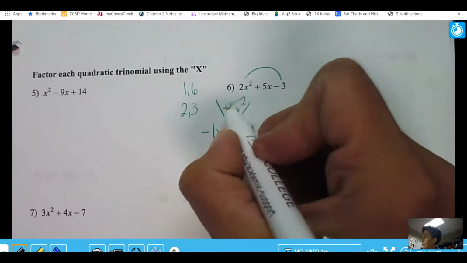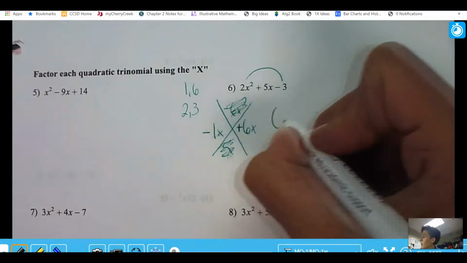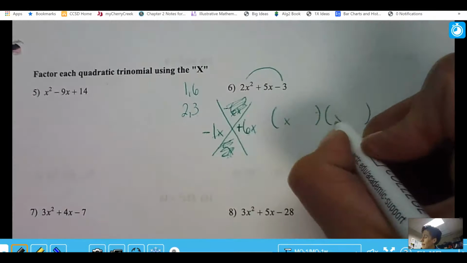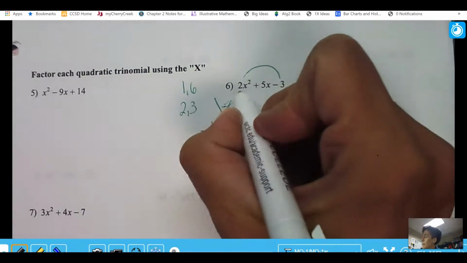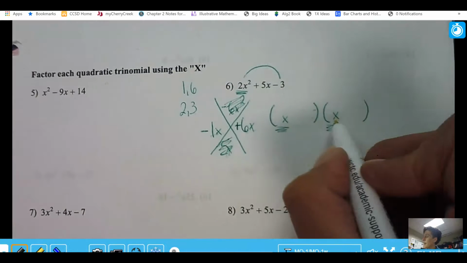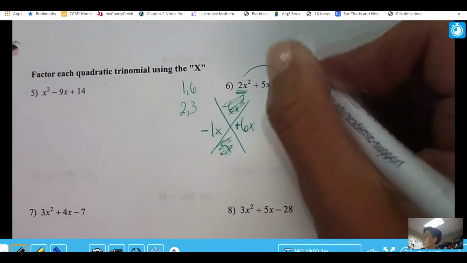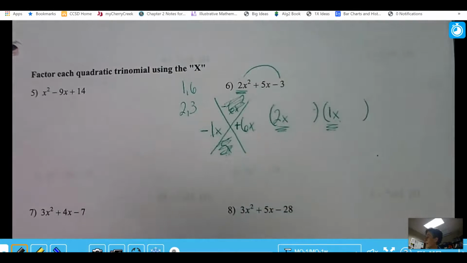So from there, I don't need these numbers. They've done their job. I want the numbers on the side, so I'm going to go ahead and make my parentheses and fill in my x's on the left. And if you remember, this term and this term make this term. So the x and the x make the x squared. Now I just need to know what times what makes 2, and that's going to be a 2 and a 1. And then from there, I draw the face.